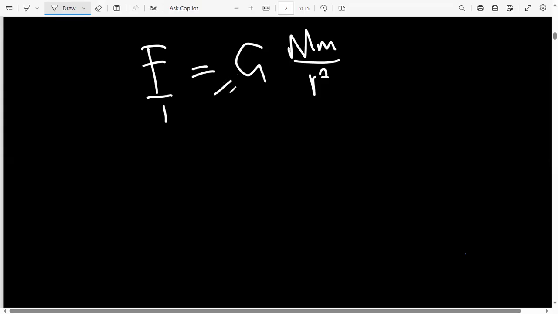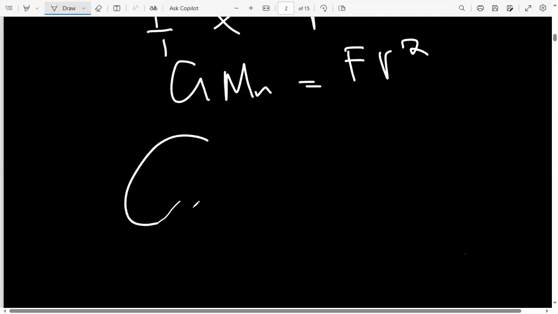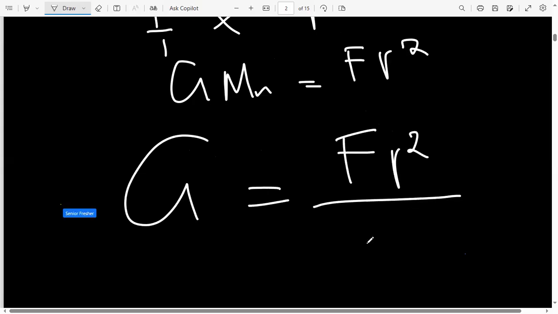We are going to make it the subject of the formula. So we are going to cross multiply here. This R² will multiply by F, and then we are going to remain with G M. So it should be G M = F R². Okay, so this means that our G will just be equal to F R² divided by M m, like that.